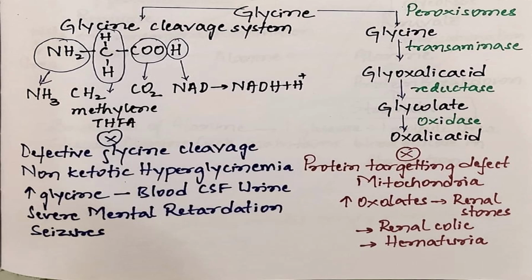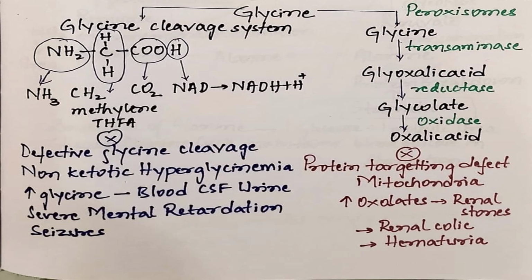Coming to breakdown of glycine, there are two mechanisms by which glycine is broken down. The major mechanism is the glycine cleavage system. Now glycine is the simplest amino acid. It has an amino group, a carboxyl group, and one extra hydrogen atom. So the molecular formula is as follows: NH2, COOH, and CH2.